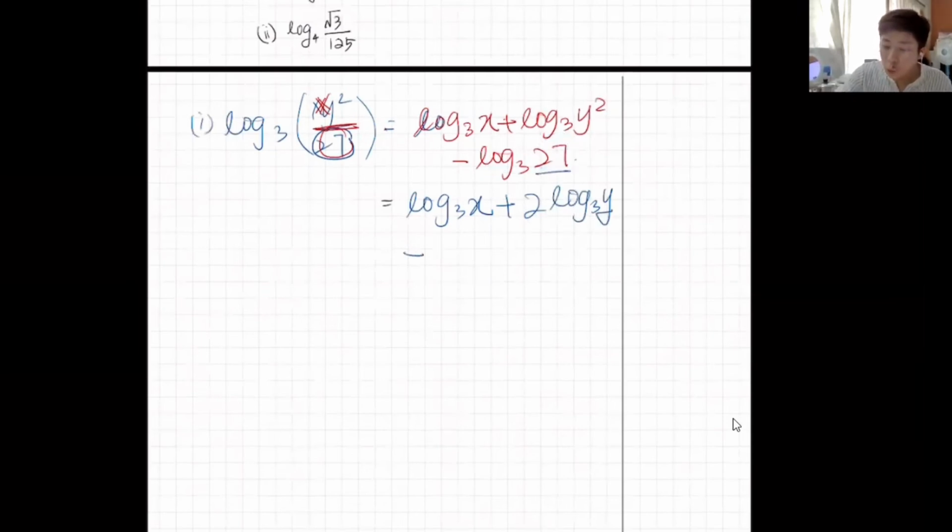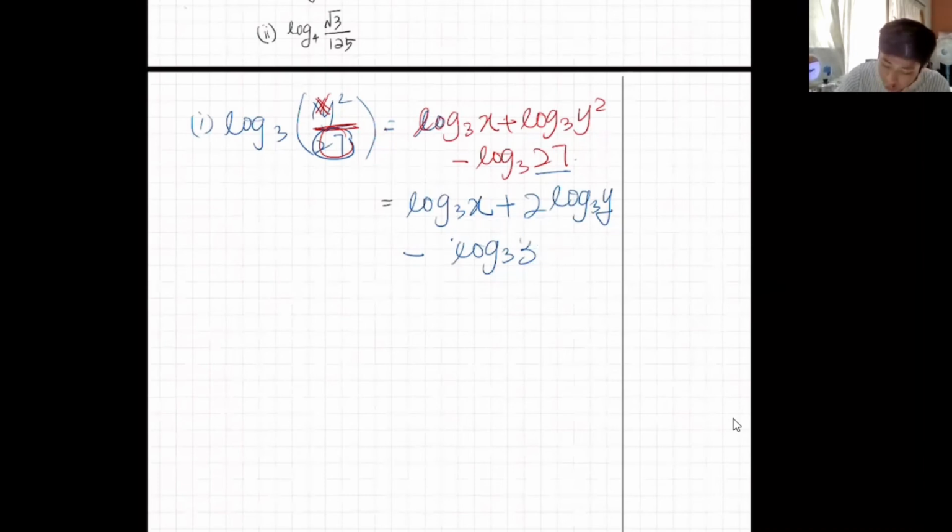If you are well versed with your family of 3, you know that 27 is actually 3 cubed. So you convert it to log base 3 of 3 cubed. Then you bring the 3 forward. As I said again, why do you want to bring the 3 forward? So that you can do things with this thing. I don't want to write another step, so I just straight away write it in front.